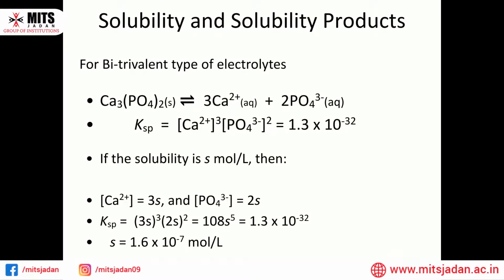If the solubility is small s mole per liter, then for the calcium ion it is 3s, and for the phosphate ion it is 2s, and the value of KSP is 108 s to the power 5, which is equal to 1.3 into 10 to the power minus 32. By calculating, we get the solubility as 1.6 into 10 to the power minus 7 mole per liter. In this way, we can easily calculate the solubility and solubility product constant KSP if we have one of the values for any type of electrolyte.